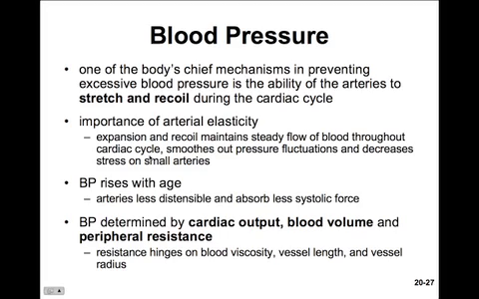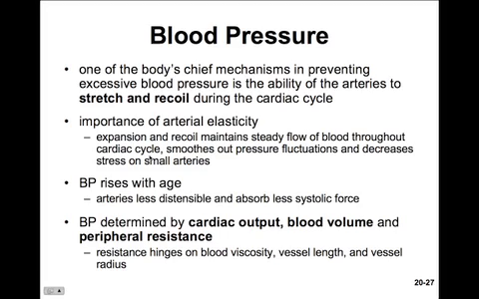One of the body's chief mechanisms for preventing excessive blood pressure is the ability of the arteries to stretch and recoil. It's very important that we maintain this arterial elasticity. As the blood pumps out of the heart, these great vessels will expand, allowing for dampening of the excess blood pressure, and then the recoil maintains a steady flow of blood throughout the cardiac cycle. This smooths out the pressure fluctuations and decreases stress on the small arteries.